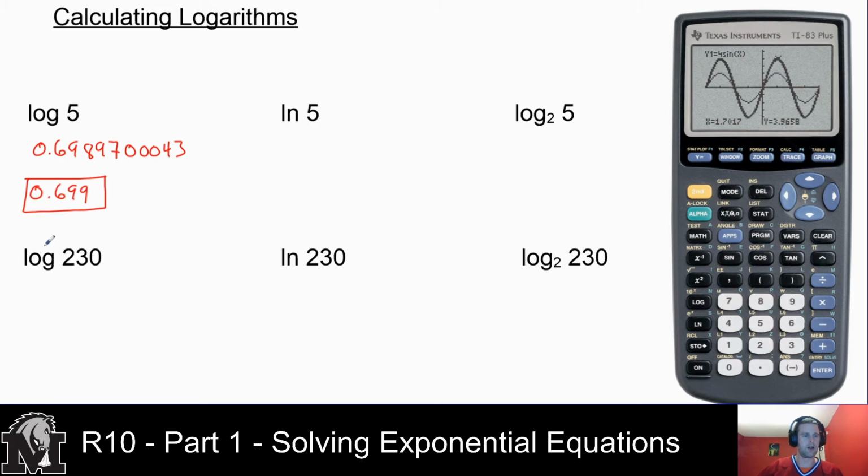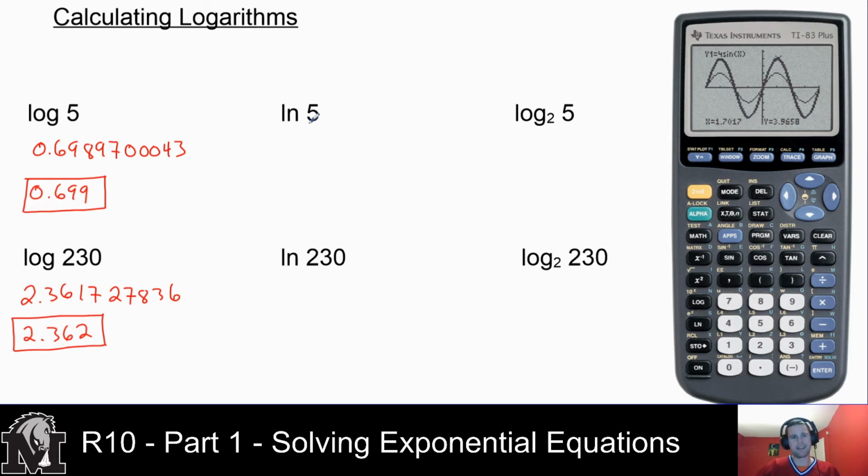So let's try log of 230, or the common log of 230. So again, that's log 230, and then enter. And that should give you 2.361727836. Again, I'm going to round this to 3 decimal places, so we get 2.362. So common logs, pretty easy to calculate.